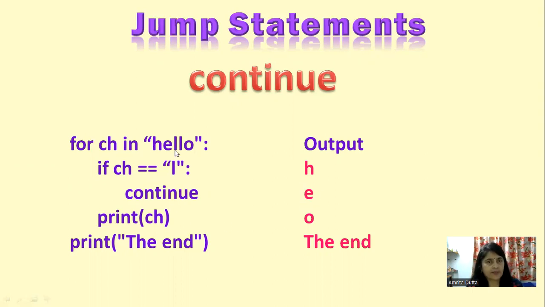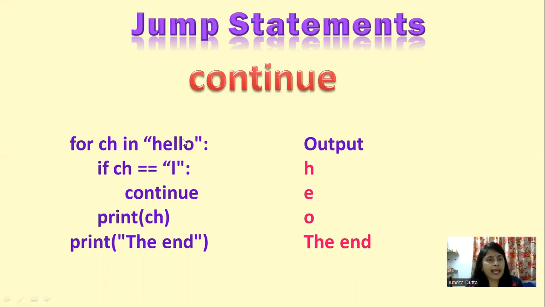Now, next, the condition is satisfied because the third letter is L and the condition will be satisfied if ch equals 'l'. So in that case, what will happen? Continue. What will continue do? It will skip the rest of the loop, that is, the remaining part of the loop will be skipped. So print ch will not run, and in this case, the L will not be printed. So continue will move on to the next iteration.